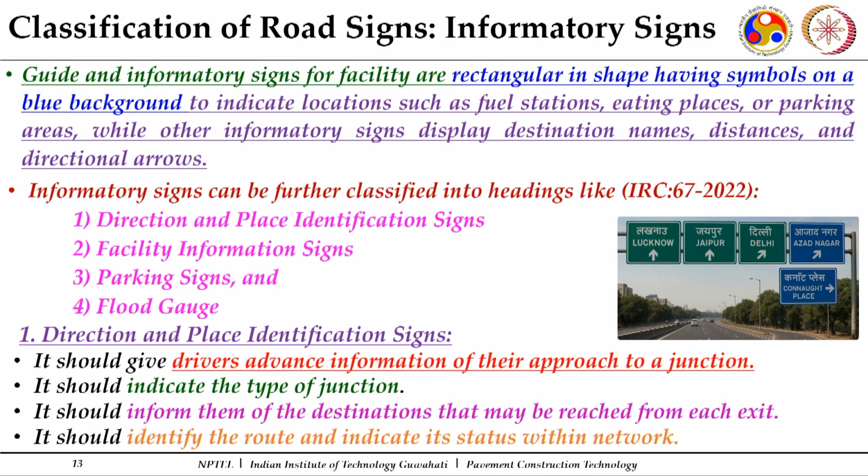Then comes the guide and informatory signs. They give information and guide you about certain facilities. They are typically rectangular in shape, having symbols on a blue background. They help us know locations such as fuel stations, eating places and parking areas, while other informatory signs can display destination names, distances and directional arrows. This is an example of it. They show in which direction you need to go for a particular place and what the distance to that place is.